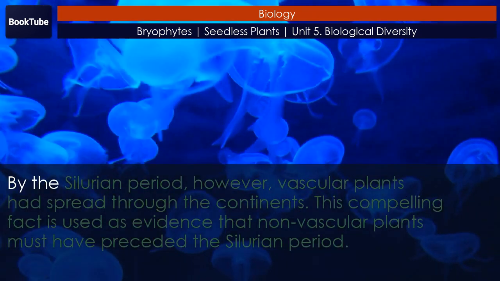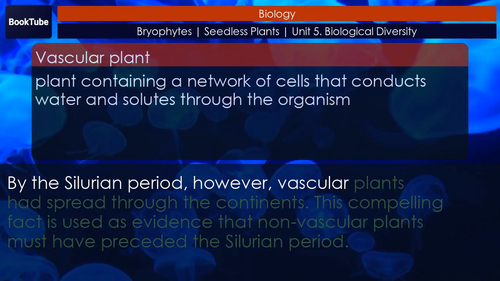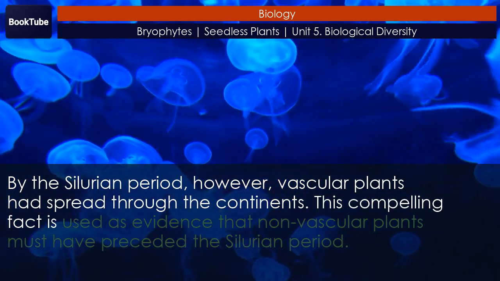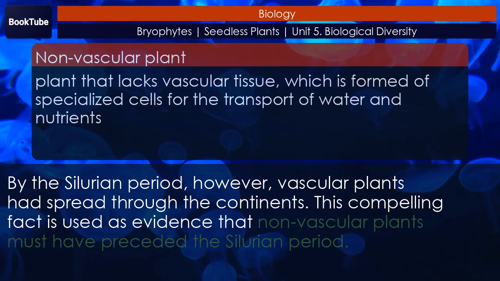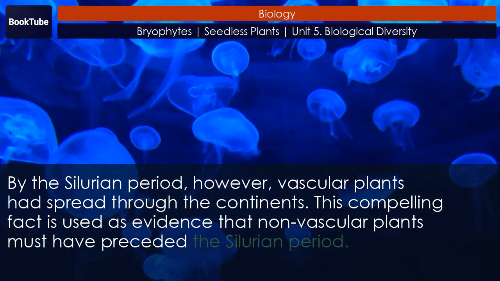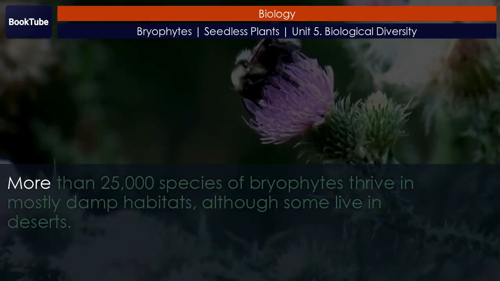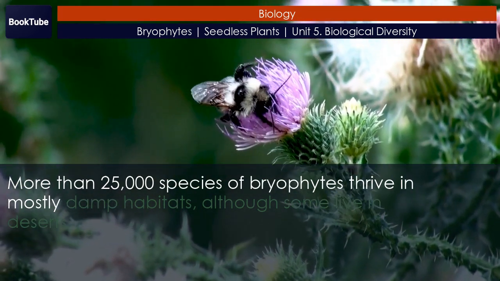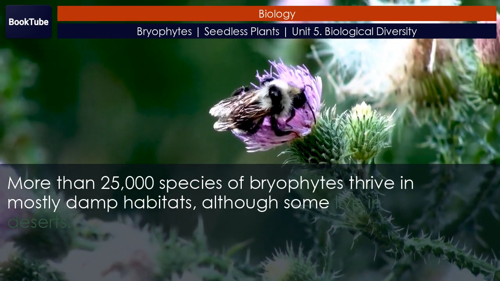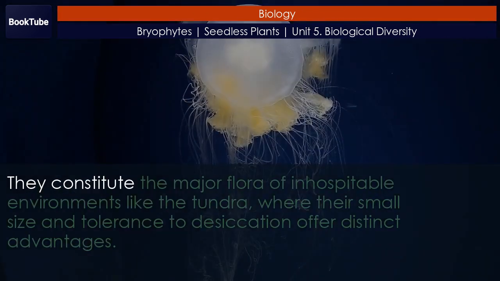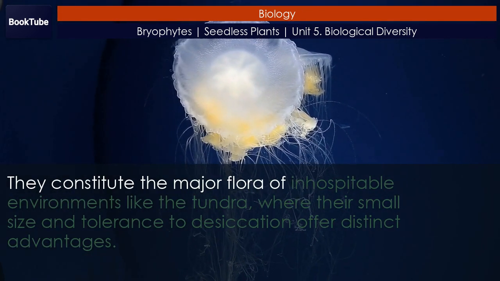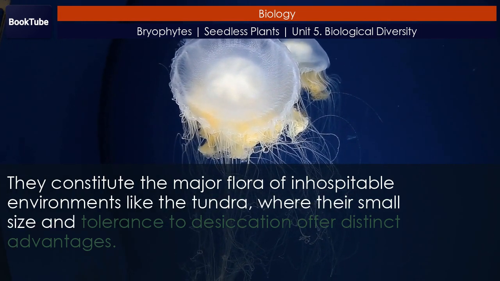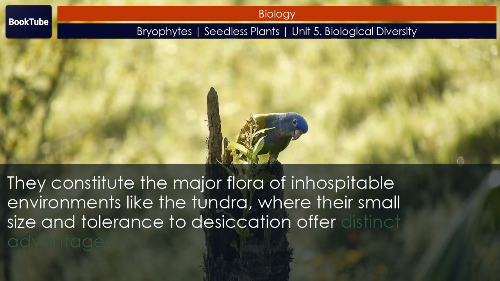By the Silurian period, however, vascular plants had spread through the continents. This compelling fact is used as evidence that non-vascular plants must have preceded the Silurian period. More than 25,000 species of bryophytes thrive in mostly damp habitats. Although some live in deserts, they constitute the major flora of inhospitable environments like the tundra, where their small size and tolerance to desiccation offer distinct advantages.